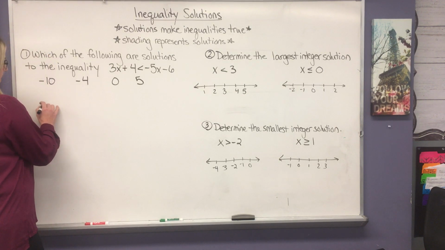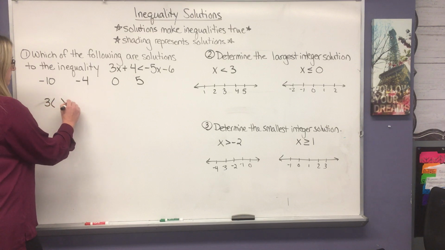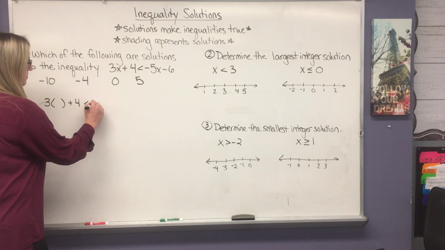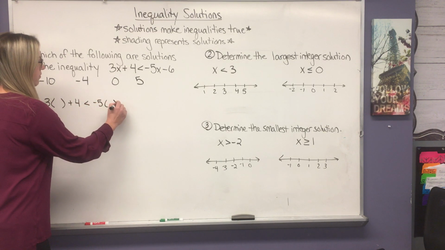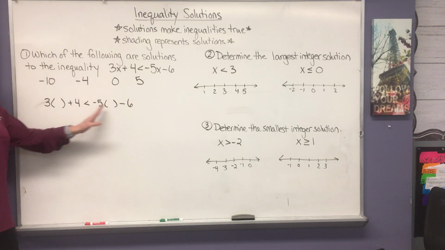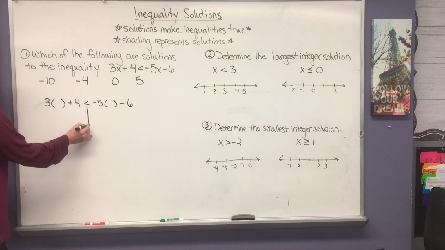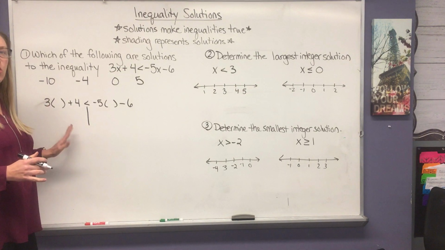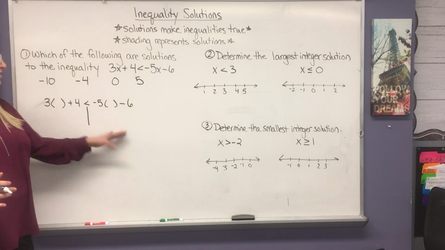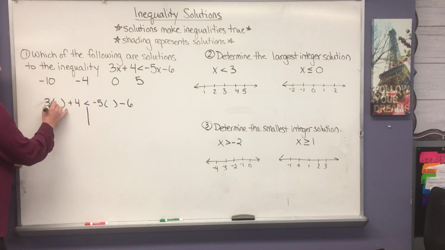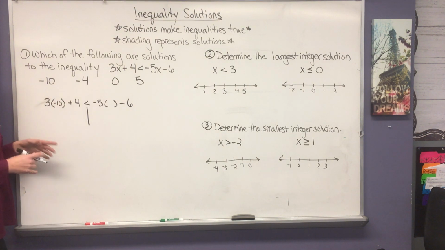I'm going to start by giving myself a home for the value I'm going to plug in. I do this by placing parentheses and waiting to drop in the value we're testing. I'm going to split it down the middle so that I know what's on the left and what's on the right. So I plug in a -10, and then I do math.